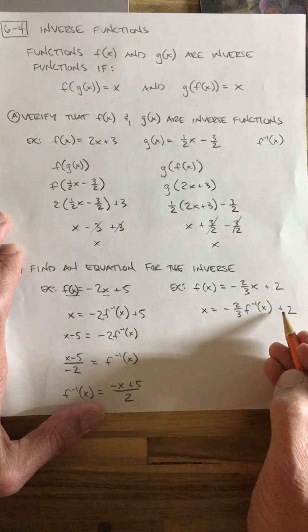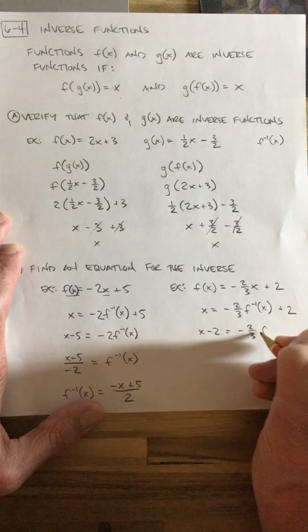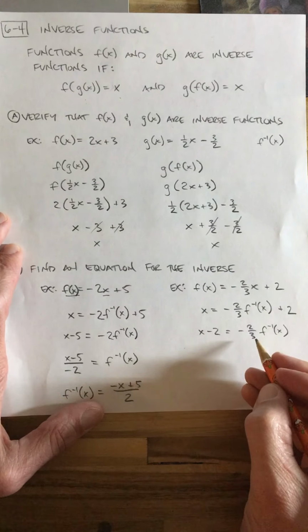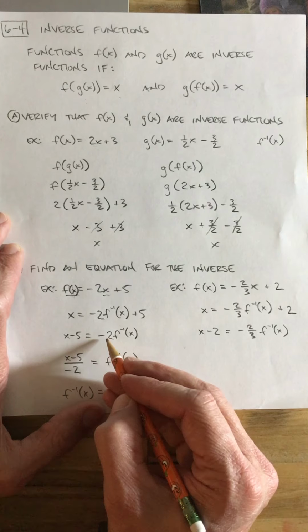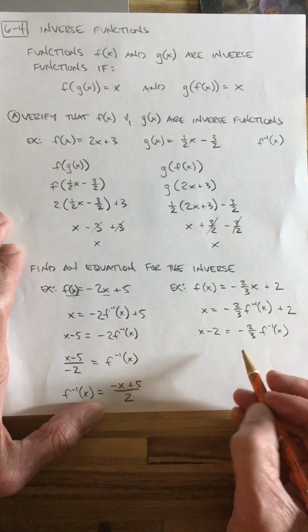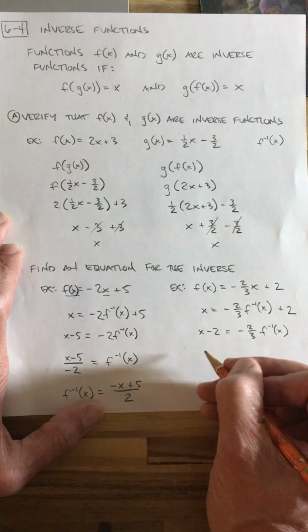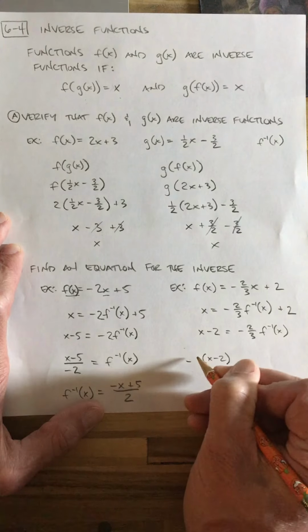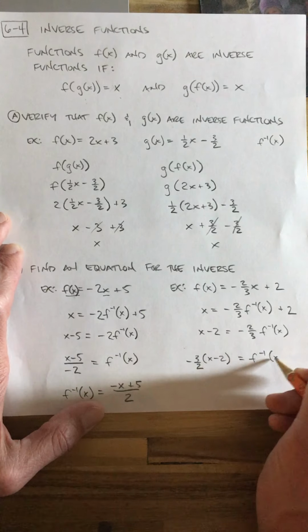All right, now subtract off the 2. So x minus 2 equals -2/3 f inverse of x, okay. Now, instead of dividing, remember over here we divided by -2? That's because it was just a whole number. Over here we have a fraction. So instead of dividing by -2/3, let's multiply by the reciprocal, okay? It'll cancel, and on this side I have x minus 2 multiplied by the reciprocal, -3/2, okay? And that's going to equal f inverse of x.